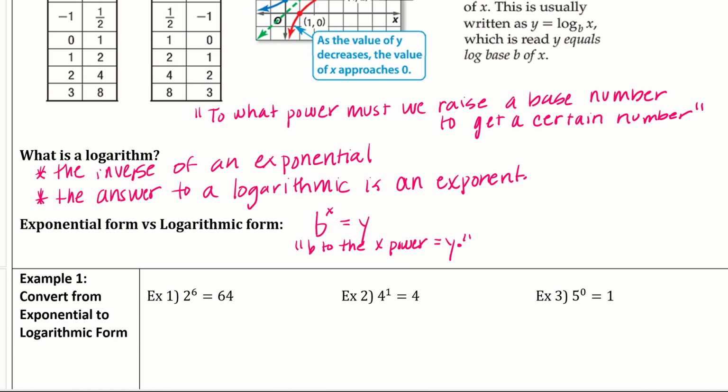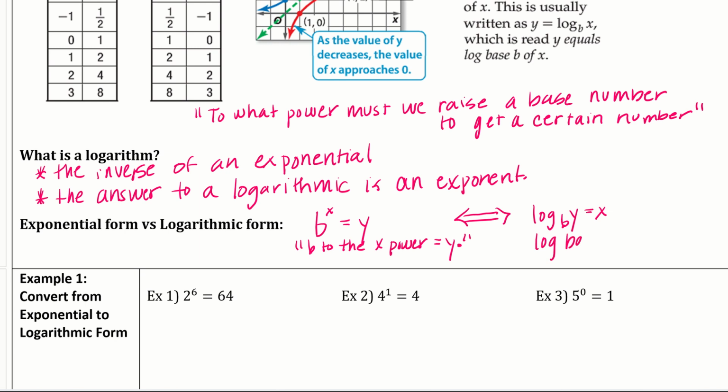What a log looks like, and they do actually use the word log, is like this: log b of y equals x, and that b is like a subscript. When we read that, we say log base b of y equals x.